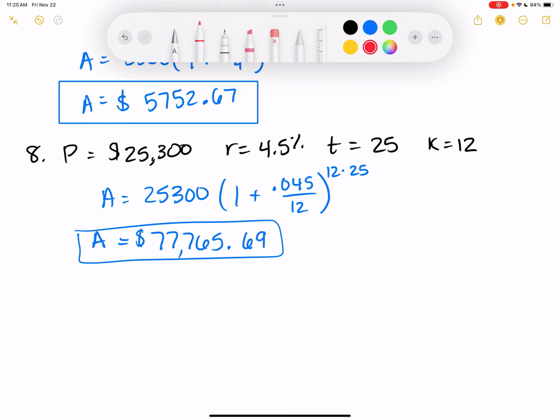All right, so we've had compounded annually, compounded k times per year. We're about to do compounded continuously, which means it's constantly getting interest, or however you want to think about it. So for these problems, we're going to be using the formula A equals P e to the rt.